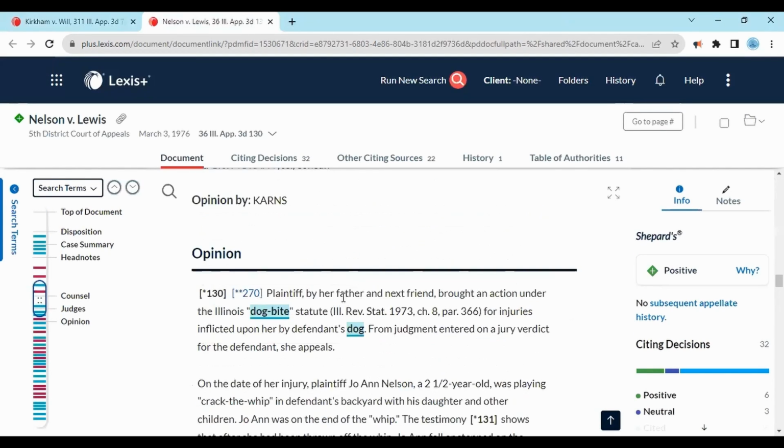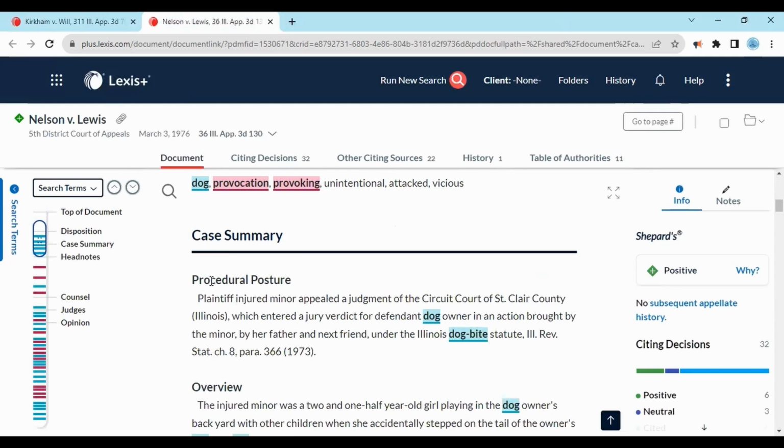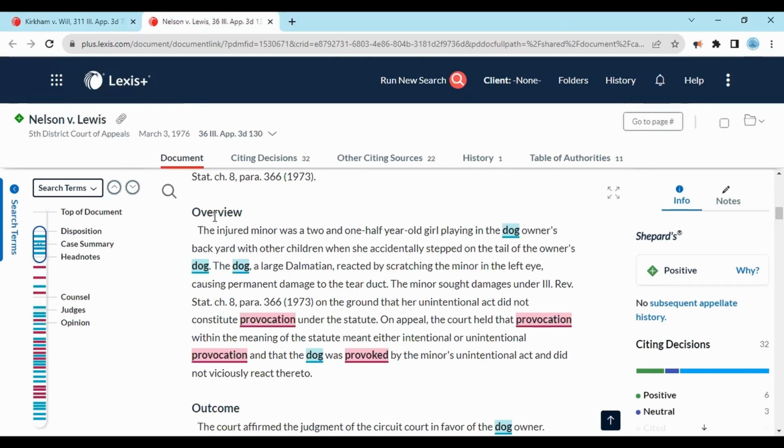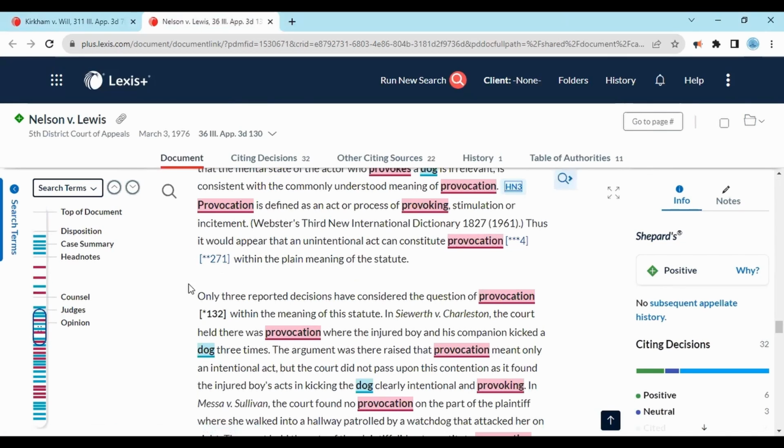So let's scroll down. Do we have an overview? Yes, we have the same thing, overview. So read that overview so we know what Nelson v. Lewis is about. Come down to your head notes. Here's a head note on provocation. Click on HN3. It's going to take us to the piece of the case that discussed provocation, so we can read that part as well.